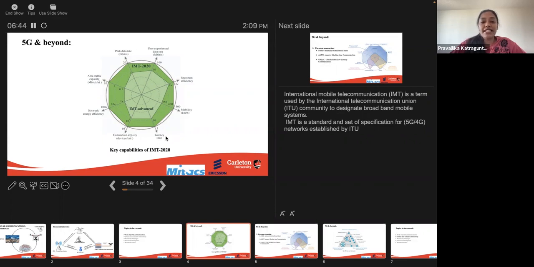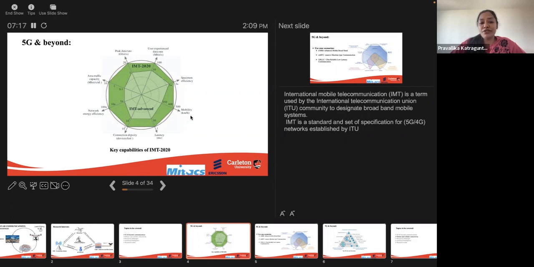Latency is nothing but data delay. When the sender sends data, how much time or delay it takes to receive the data on the receiver side. This is one of the main important key capabilities, which we can see for 4G and 5G. In 4G the latency is 10 milliseconds, whereas in 5G it is 1 millisecond. There is a big difference, a 9 millisecond difference between 4G and 5G latency.